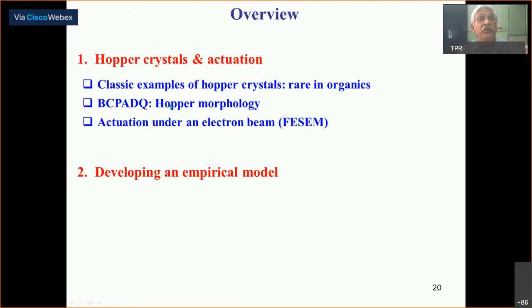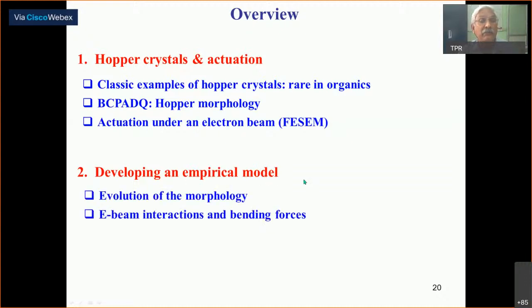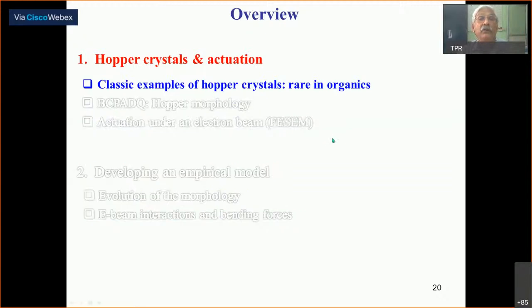And particularly focus on this particular compound, which I showed you earlier with these two cyclopentylamine groups, and look at their actuation. So these are basically the observations. And we have been sitting with this observation for several, I would say even years, and trying to figure out what could be at least an empirical model to understand it. So I'll throw some light on how this morphology probably evolves, and why they show a mechanical response under an electron beam. So that will be the overview of what I will talk about.